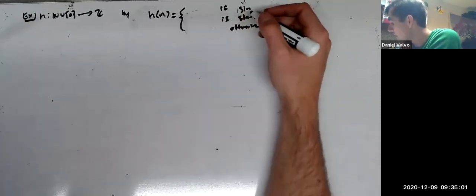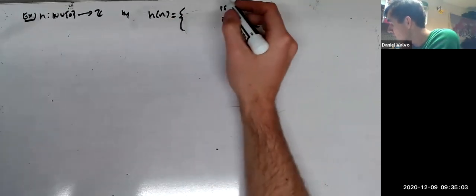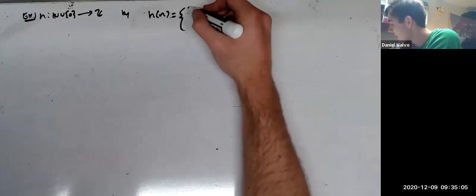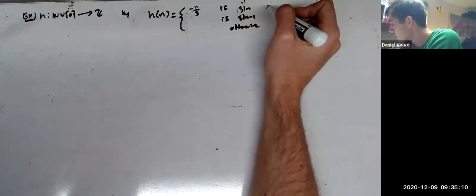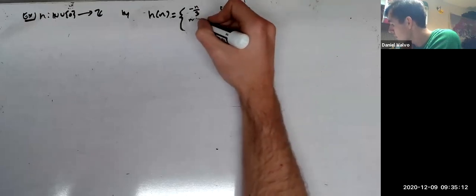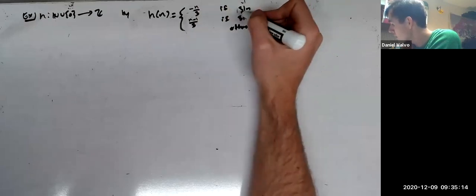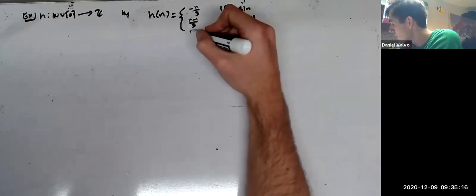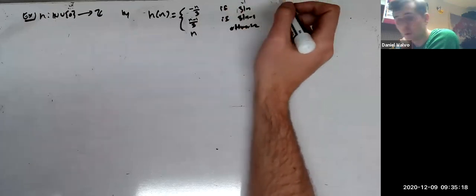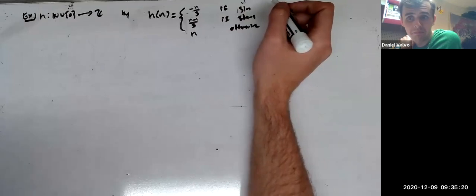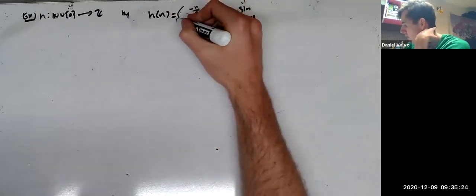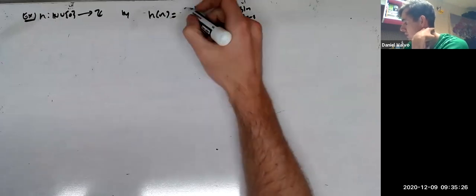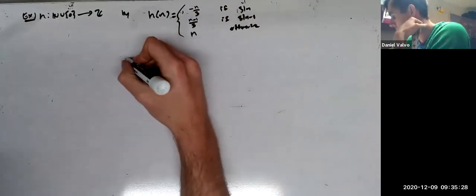If 3 divides n, we want to output negative n over 3. If 3 divides n minus 1, we want h of n to output n minus 1 over 3. And then we want to output n otherwise. Okay, that makes sense to me. These are the piecewise things that our function does. So let's just do an example here.